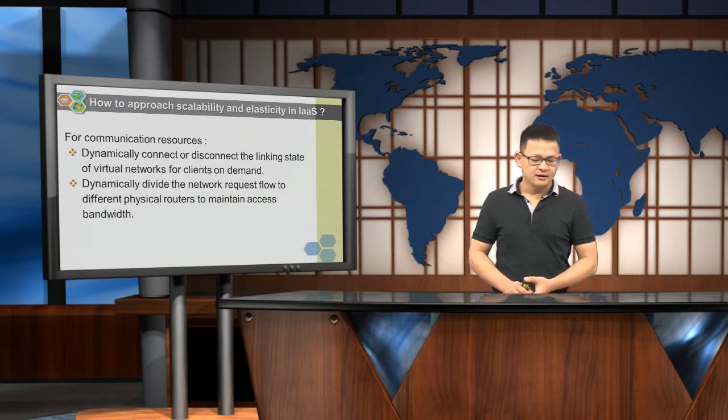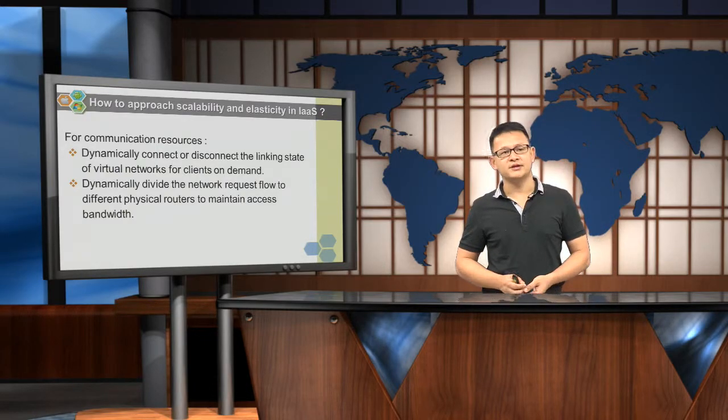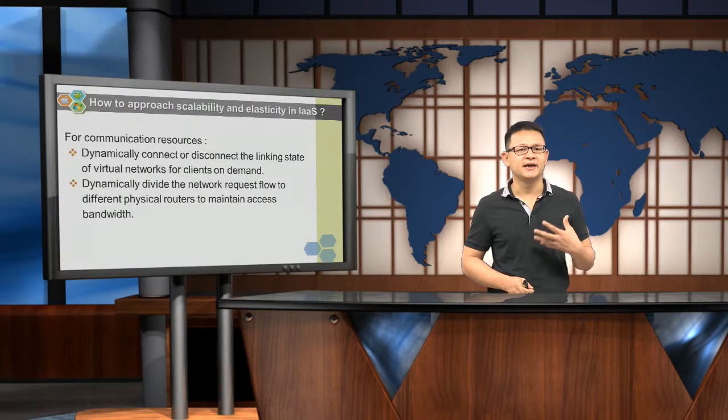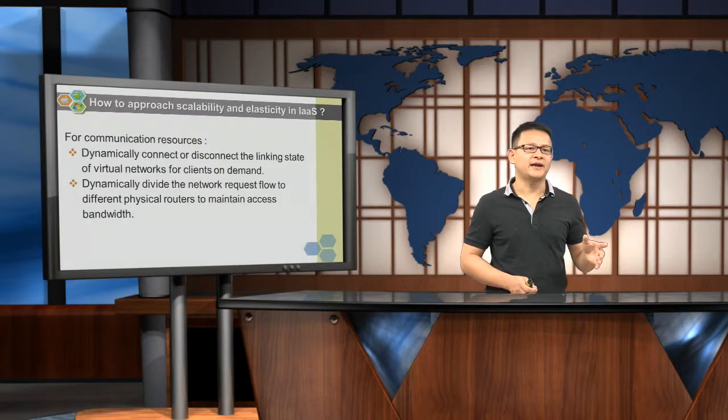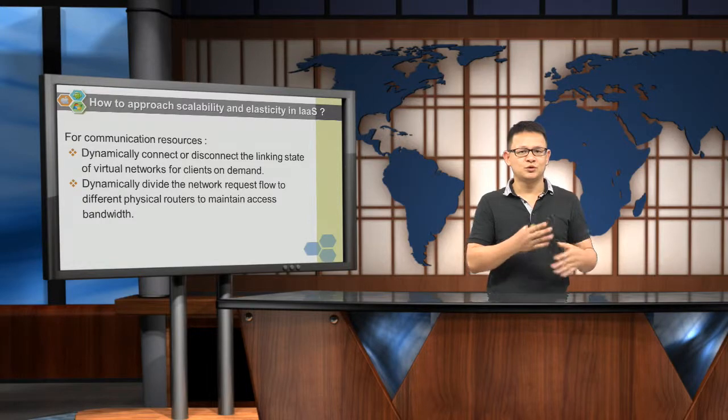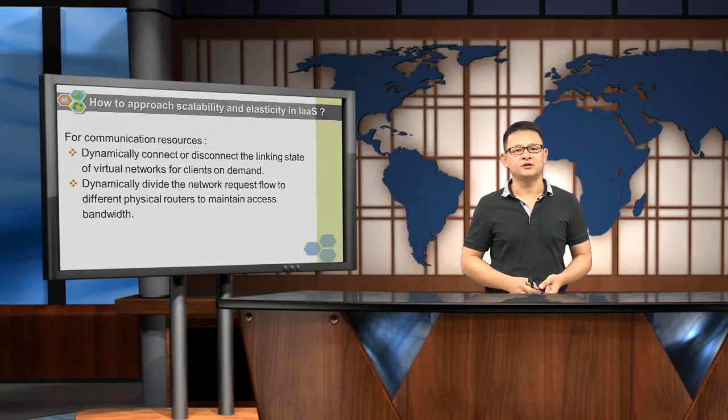And for communication resources, we also can do it dynamically by connecting or disconnecting the linking state of virtual networks for clients on demand. We also can dynamically divide the network request flow across different physical routers to guarantee that the response time and the performance can be good enough, quick enough for the users.